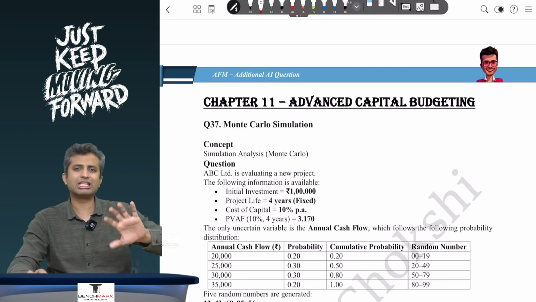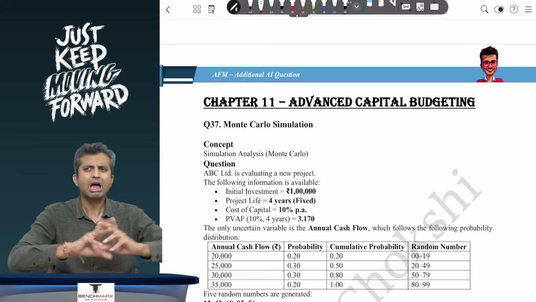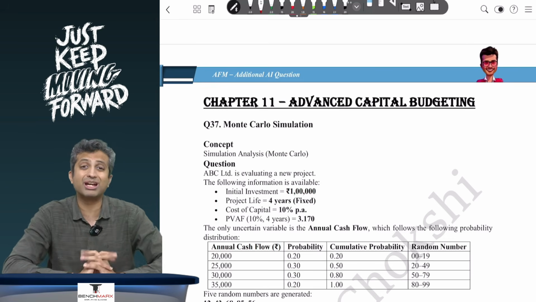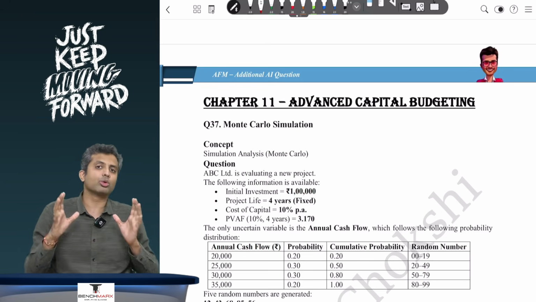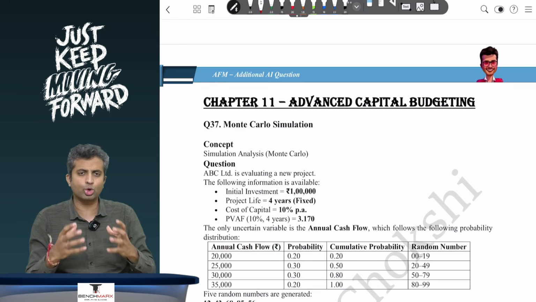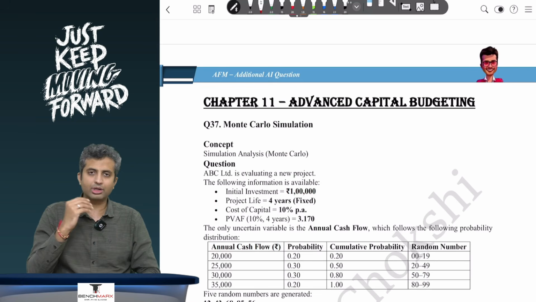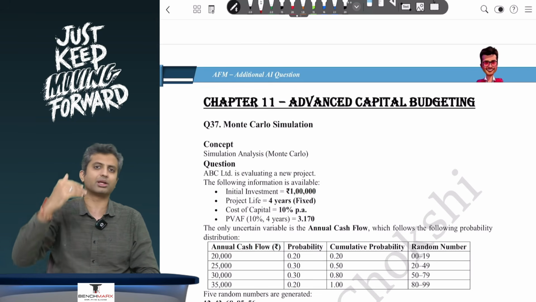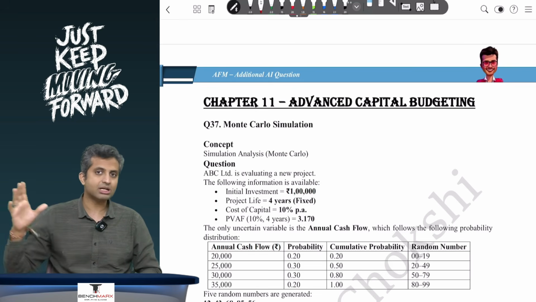Now in simulation there is a detailed example in the study material which we have also discussed, but maybe some students might not have reviewed what simulation is. Well, Monte Carlo simulation just says that over here, rather than calculating NPV based on one set of expected cash flows, what you try to do is assign random numbers.